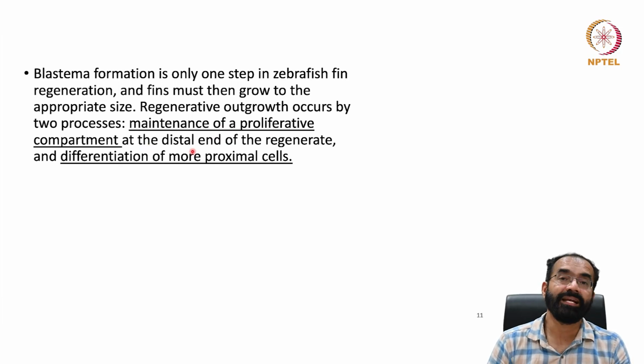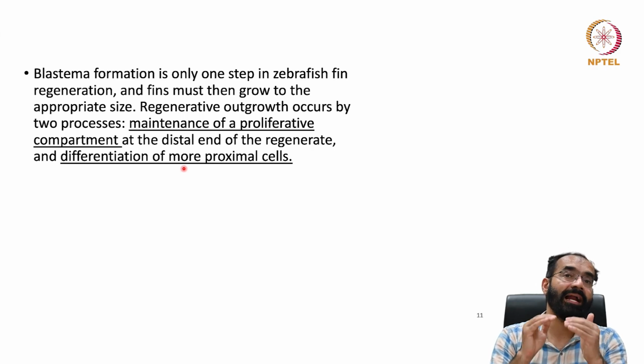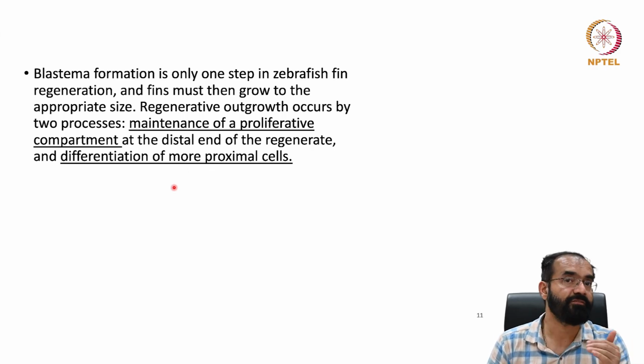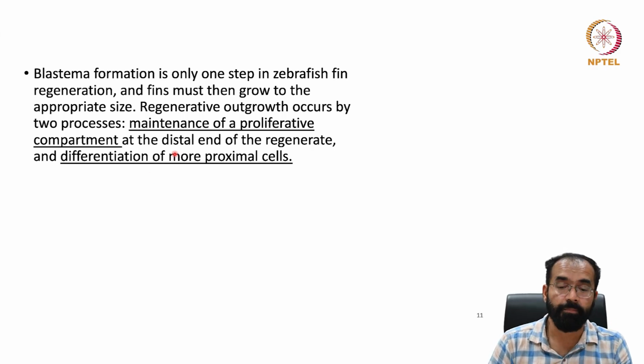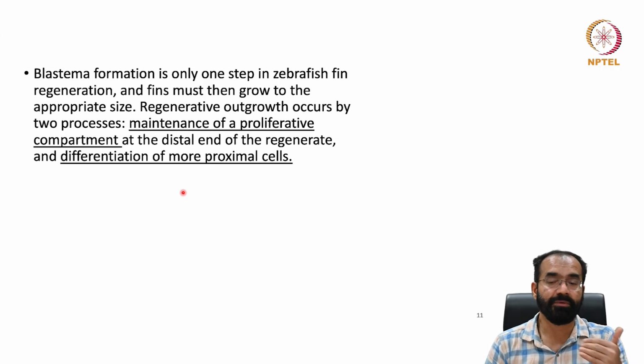One is maintenance of a proliferative compartment at the distal end. That means in the previous picture we saw there is a stump, the proximal, distal and the distal most. And the distal most part should have blastema as it is. From the very beginning, whatever blastema formed should be there in the distal most plane. And the other is the differentiation of the more proximal cells; they keep differentiating.